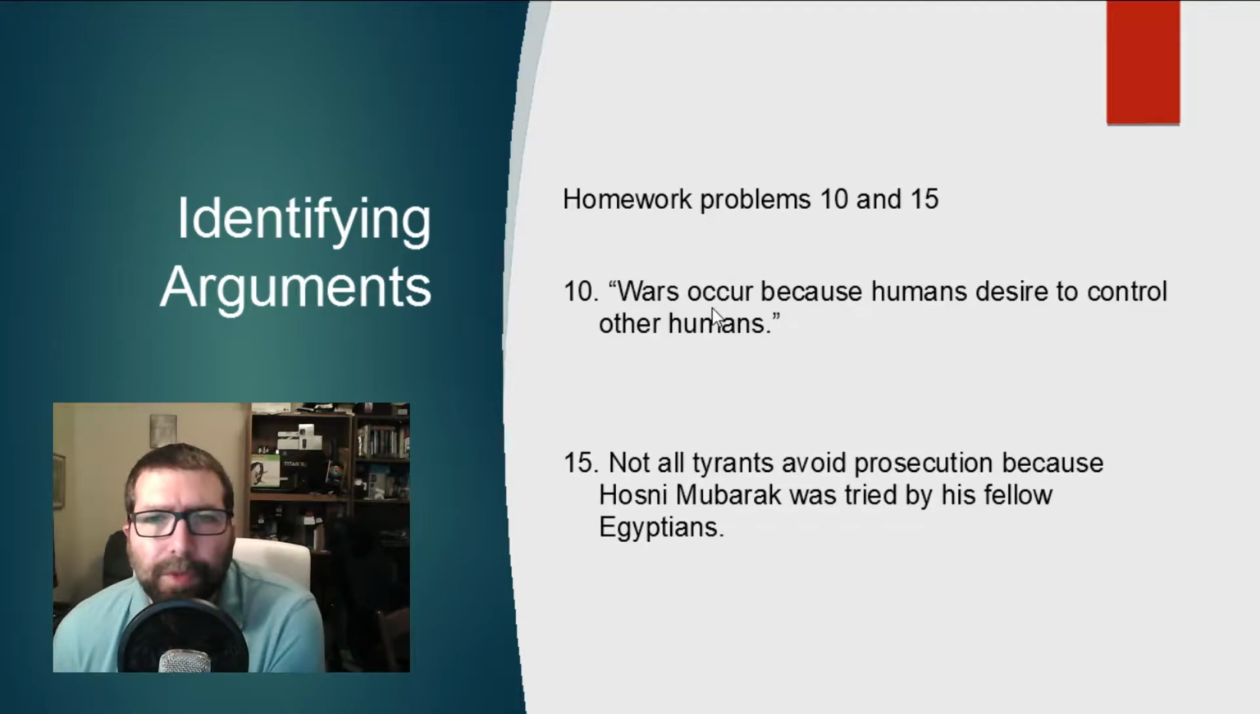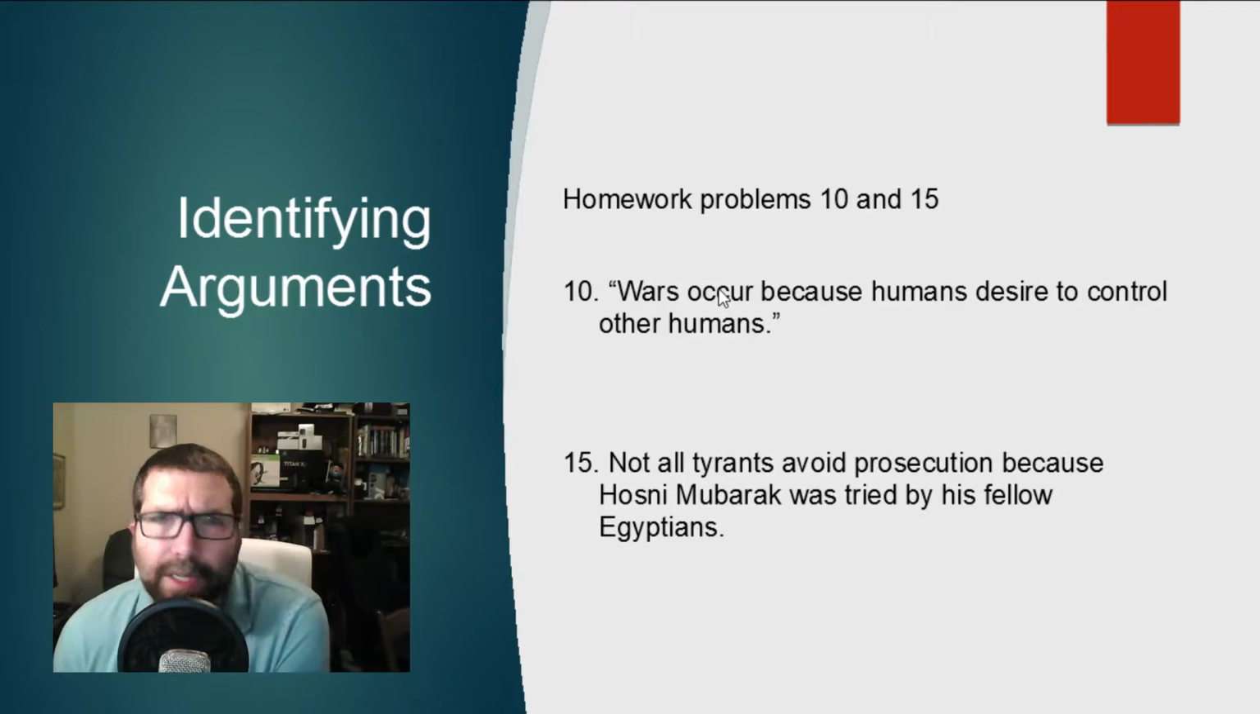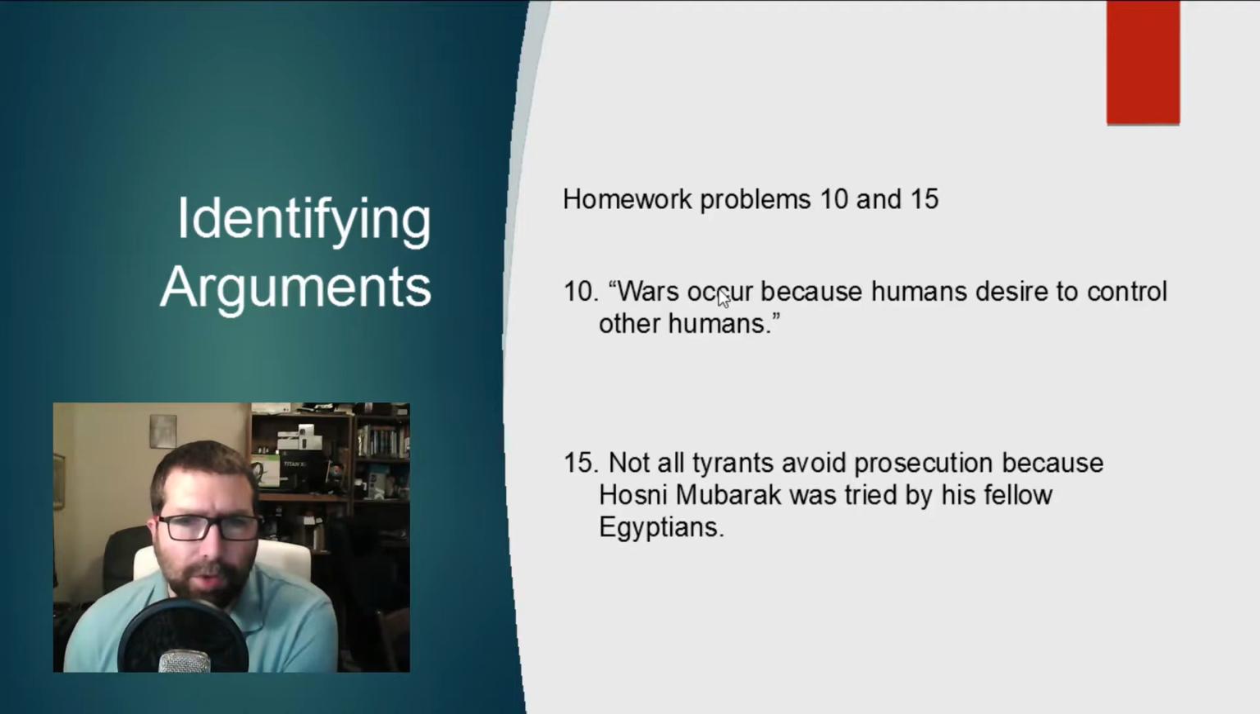If this was an argument, then because would signal, all right, here's a premise: humans desire to control other humans. That just, this doesn't look like an argument. There's nothing shared between your conclusion, wars occur, and then humans desire to control other humans. It's not that we're saying, okay, wars occur. Now that's very controversial, we're going to need some proof for that. It's like, no, you don't need proof for that. The evidence is everywhere. You just go look around.